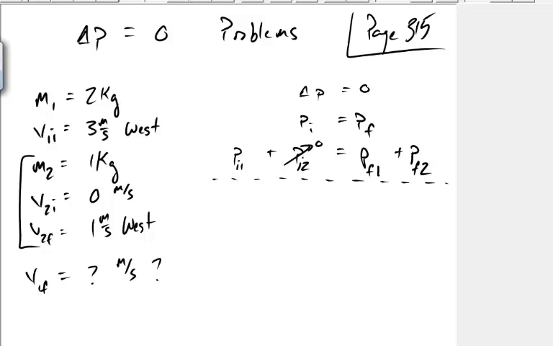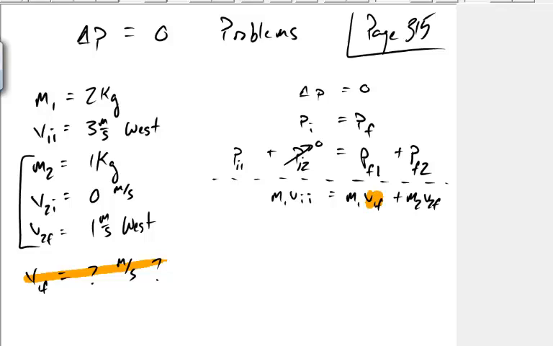And now I'm substituting and doing some algebra. You're going to see that I prefer symbols over numbers. I'm less likely to make a mistake with a symbol than I am with a number or a decimal point. So I'm going to go M1 V1I is equal to M1 V1F plus M2 V2F. The only thing I don't know is this guy, V1F.